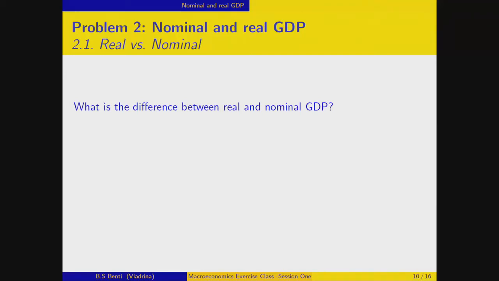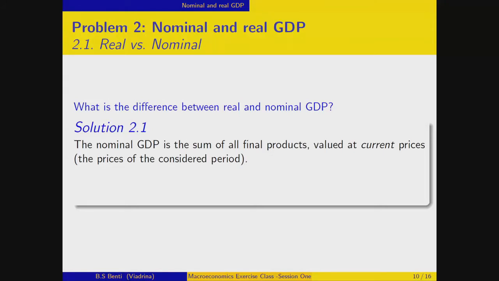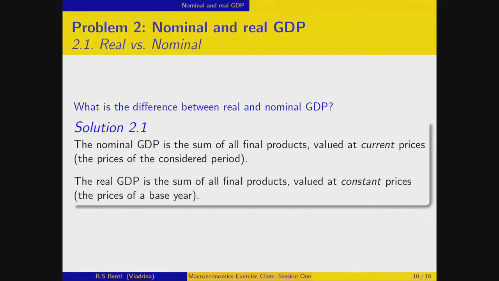With this, we would move on to problem number 2, which is nominal and real GDP. What is the difference between real and nominal GDP? We can say that the nominal GDP is the sum of all final goods valued at current prices, the price of the considered period. So if we are considering a time period T, and we have a price at that time period T, the value of final goods considered at that specific price is called the nominal GDP.